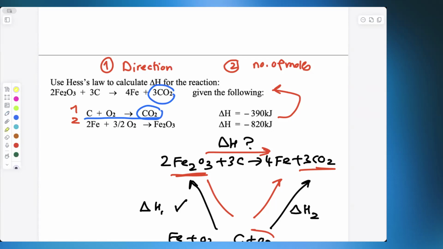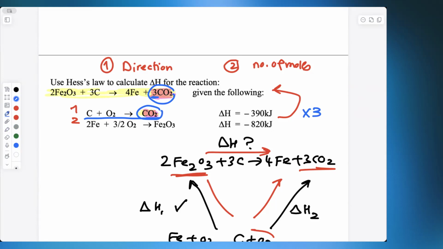They both have the same carbon dioxide on the product side. So this is the required equation. CO2 is on the right side here, and CO2 is on the right side here, so you don't need to reverse this equation. You only need to multiply it by 3. Why is that? Because this is 1 mole of carbon dioxide, but here is 3 moles. So multiply this one by 3.